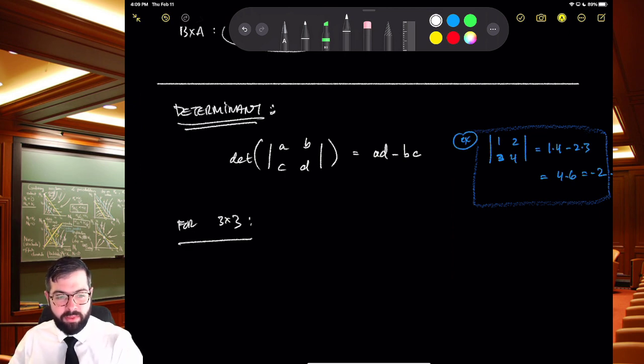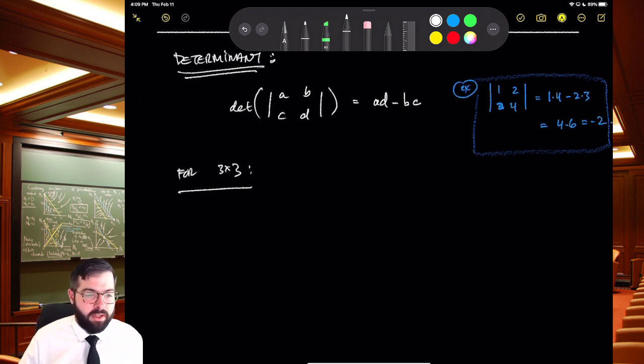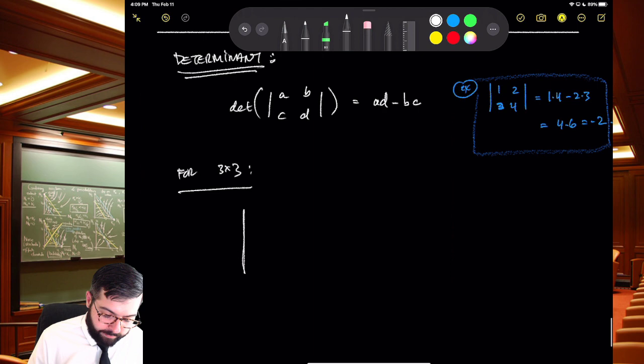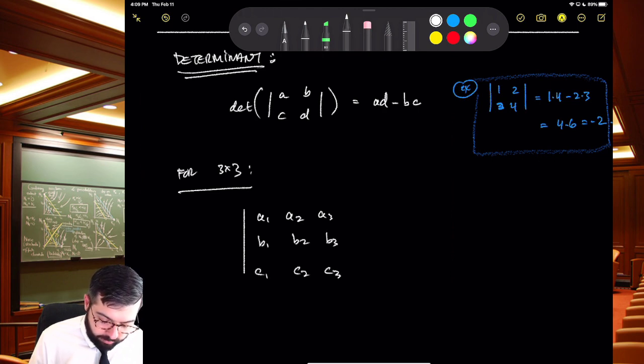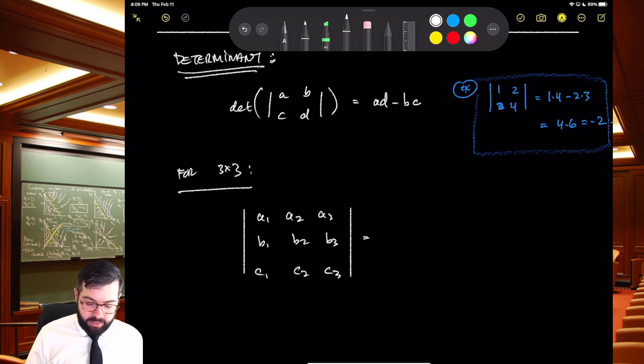Now for a 3x3, this is where it gets a little more involved, and it's because it's trying to mimic what we just did above, right? They're going to be equivalent things. So to just give it to you straight, if you've got A1, A2, A3, B1, B2, B3, C1, C2, C3, what you do is you're going to take 3 mini determinants with that top row, okay?